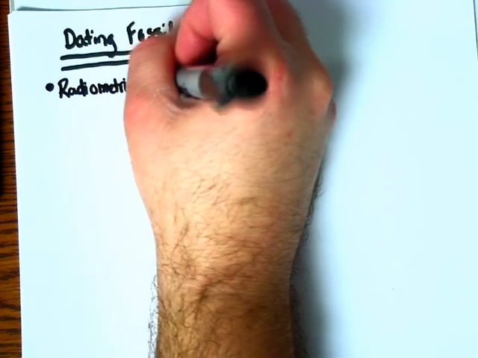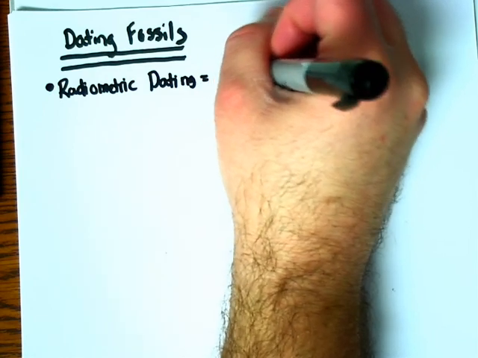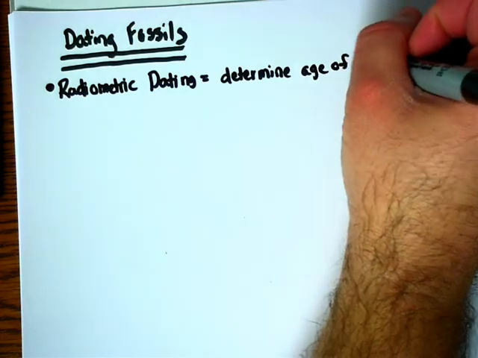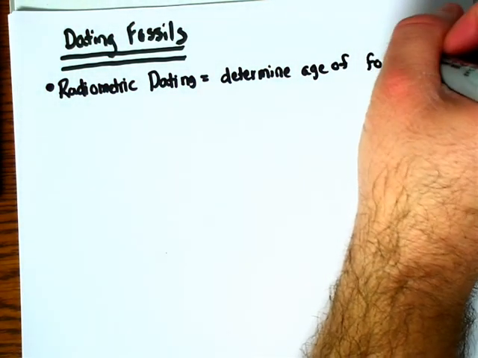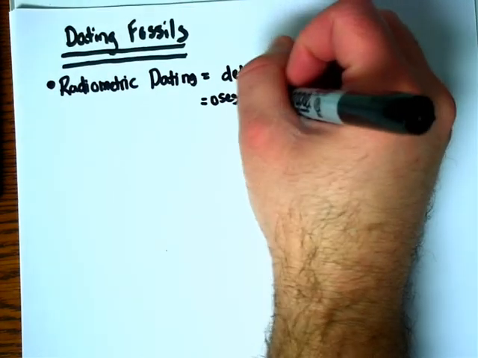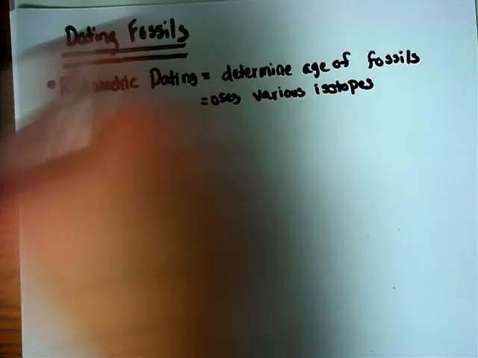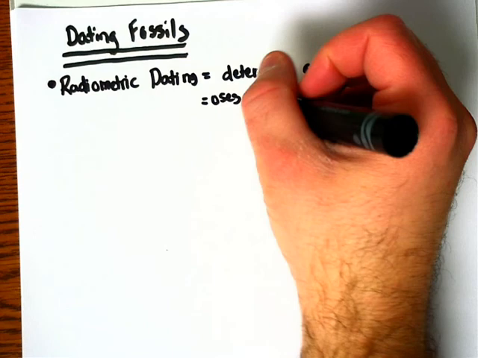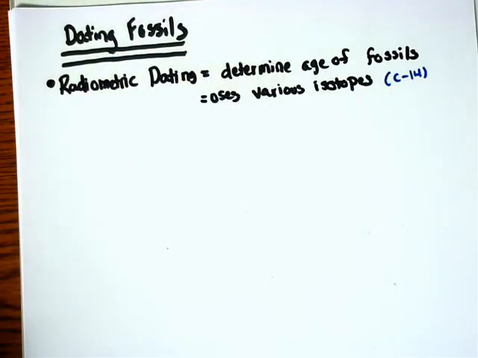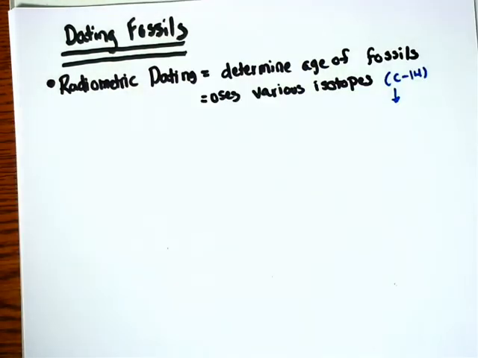Radiometric dating, of course, is going to be the process by which you can determine the age of the fossil or fossils. It uses various isotopes. Probably the most common isotope to use is going to be which one? Correct, carbon-14. However, there's a limitation to carbon-14, and that is that its half-life is about 5,700 years or so.